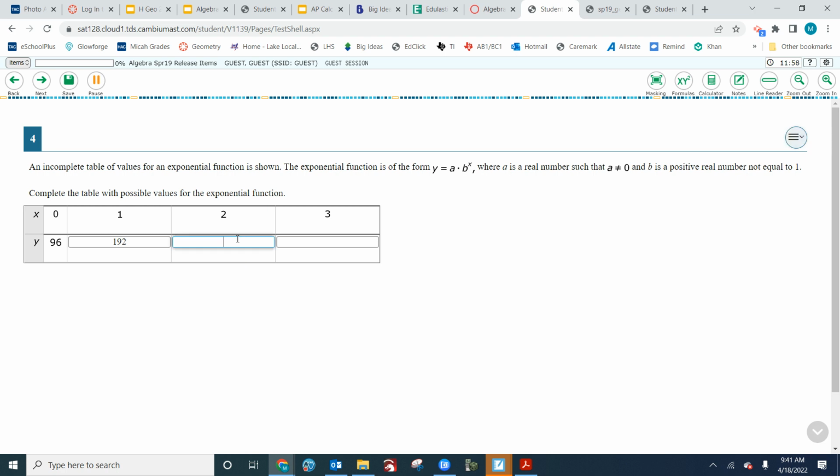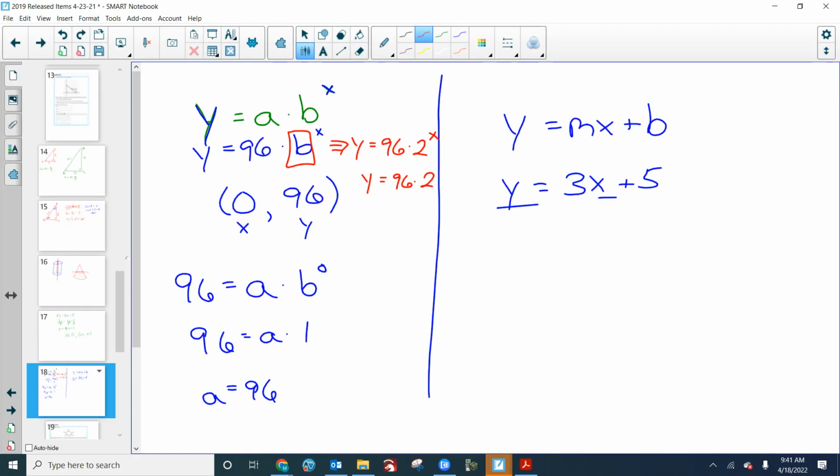Now, back to the moral of the story. Can I type in whatever I want under 2 and under 3? No, I already picked b as 2. I have to stick with that rule. Ready? Y equals 96 times 2 to the, what's x now? 2. Second power. Type that in. Order of operations. Have to square 2 first, then times 96. 384.